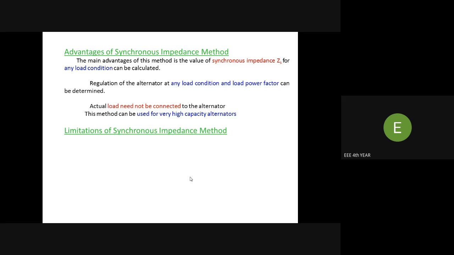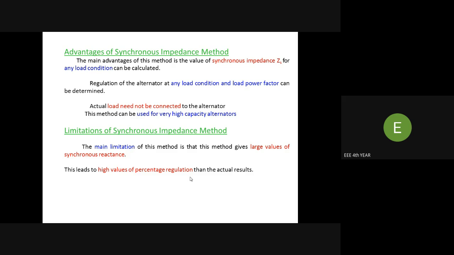Then the limitation of the EMF method. The main limitation of this method is that it gives a large value of synchronous reactance. So it gives high values of the percentage of voltage regulation than the actual results. Hence, this method is also called the pessimistic method, because the calculated result is higher than the actual result.